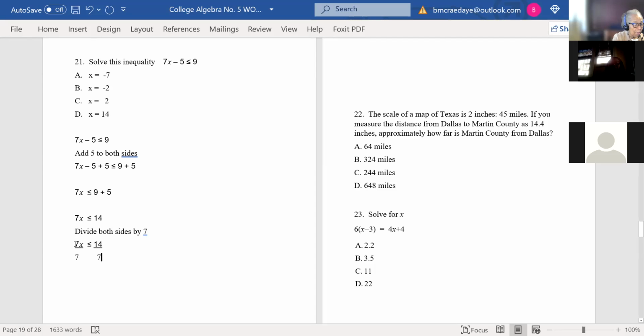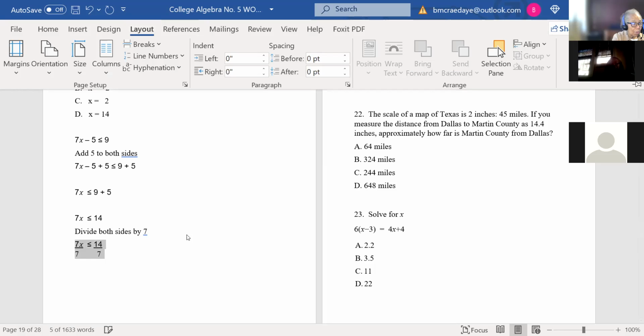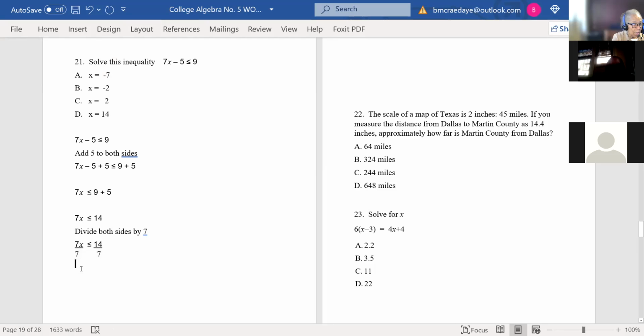Okay, so this becomes X, and a less than or equal sign. So we put that here, less than or equal. And 14 divided by 7 is 2. Now, these inequalities here, let's change them because they should be less than or equal, not equal.